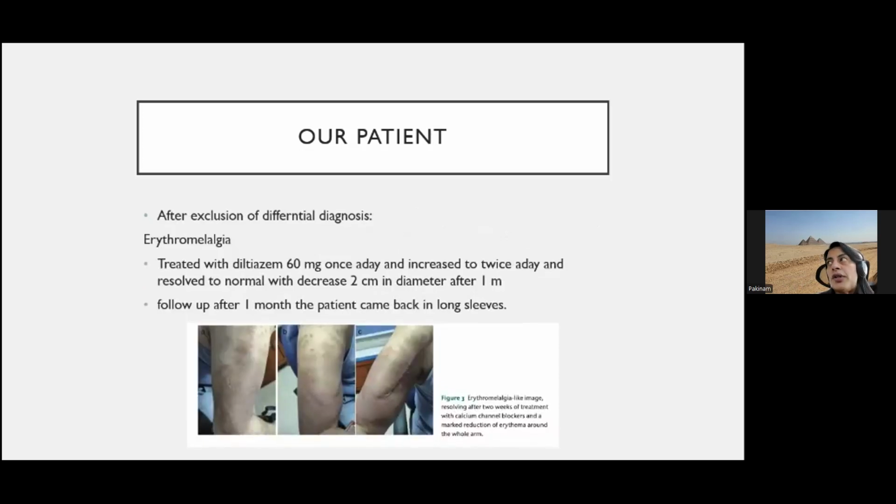So after exclusion of the differential diagnosis, as we have mentioned, of peripheral pain, erythema, and redness and pain, it came to our mind that this is an atypical case of erythromelalgia. So I started the patient on diltiazem 60 milligram once a day, and then increased to twice a day. The swelling resolved to normal, the redness almost disappeared, and the swelling decreased by 2 centimeters in diameter after 1 month of treatment. The patient came back after 1 month in long sleeves, which shows that the heat or the increased temperature that he felt was gone. Next, please.